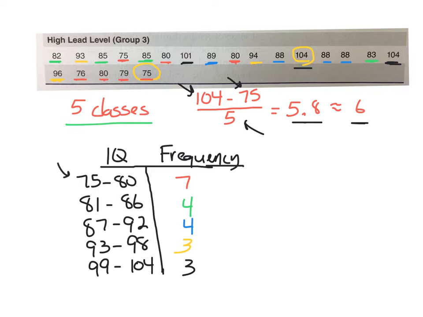And then all I did was this, I took the 75 to 80s and I underlined them all in red, counted them up, got 7. I found everything 81 to 86, underlined them in green, counted them up. Same thing, 87 to 92, I underlined in blue, counted them up. 93 to 98, underlined in yellow, counted them up. 99 to 104, and the 104 just happened to work out. That was the last class. That's kind of weird, but not exactly, so pretty good.